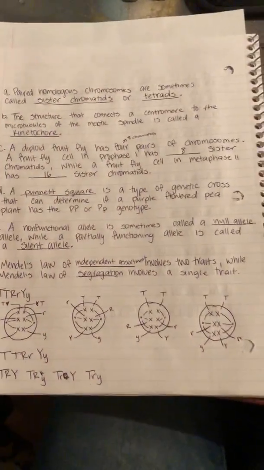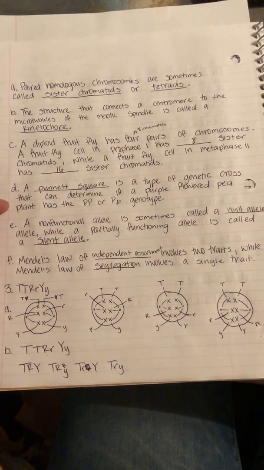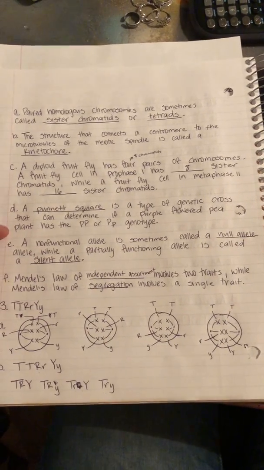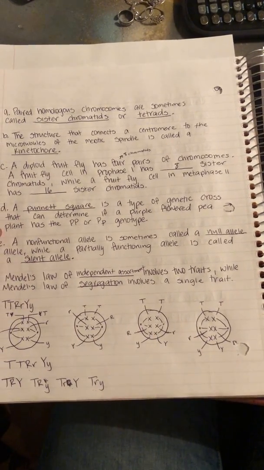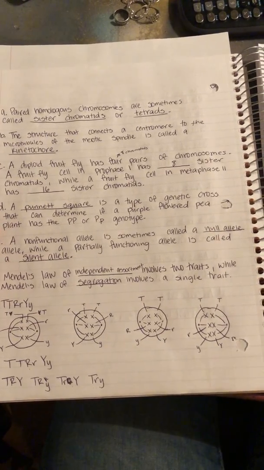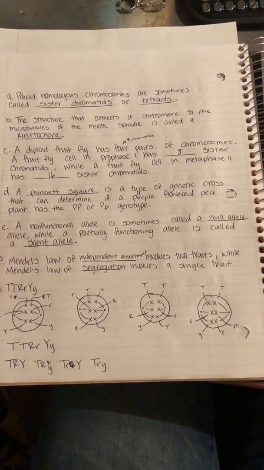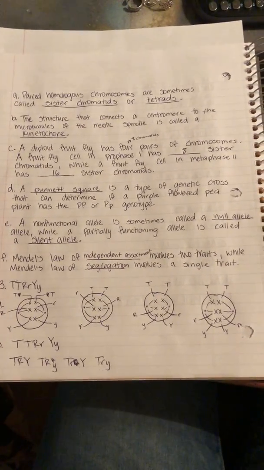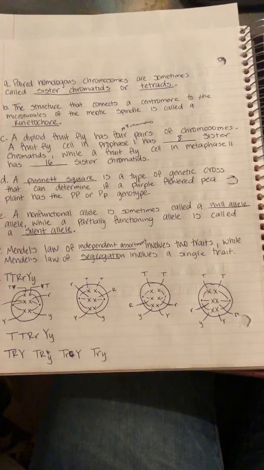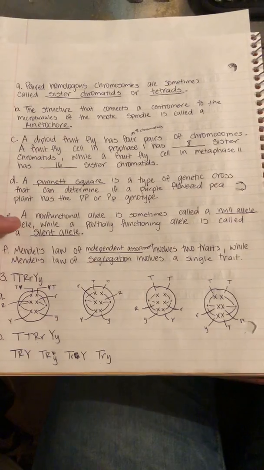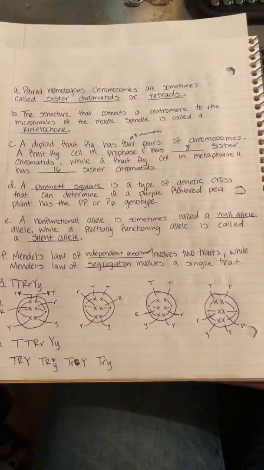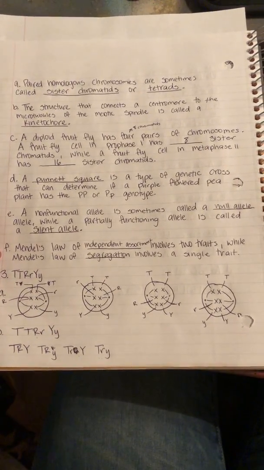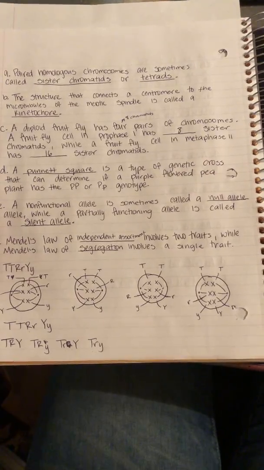D, it says a Punnett square is a type of genetic cross that can determine if a purple flowered pea plant has the dominant or the heterozygous genotype. And then E says a non-functional allele is sometimes called a null allele, while a partially functioning allele is called a silent allele. For this one, I wasn't too sure, but I'm like 65% sure that's what it is. For F, Mendel's law of independent assortment involves 2 traits, while Mendel's law of segregation involves a single trait.